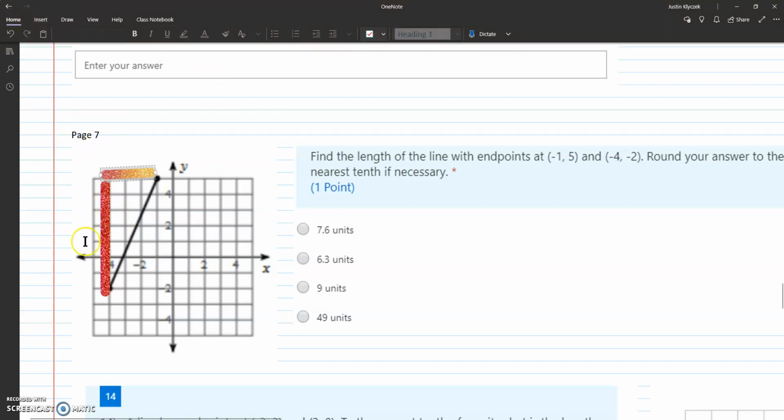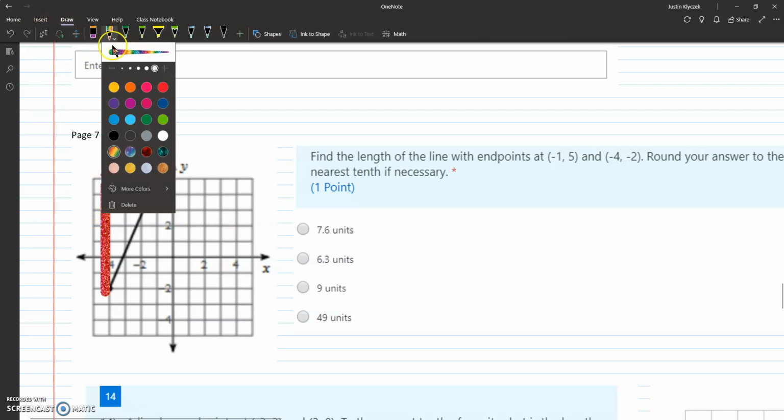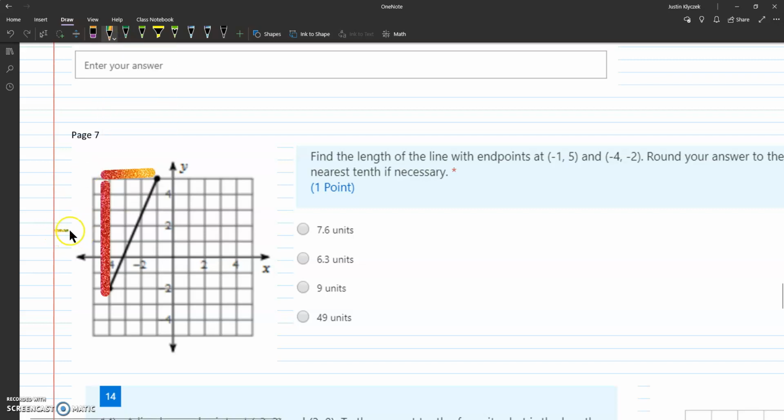That's okay. All right, so we're going to count. So we got 1, 2, 3, 4, 5, 6, 7. So this thing is 7 tall. And then 1, 2, 3 wide. So we have ourselves a right triangle, and we know the legs are 7 and 3.